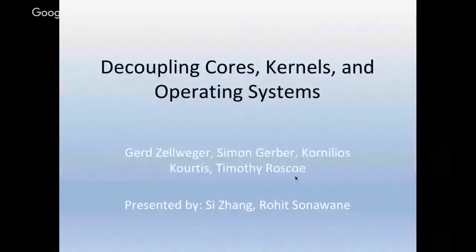Hi, I'm going to present the paper about decoupling cores, kernels, and operating systems. This paper presents Barrelfish DC, an extension to the Barrelfish OS, which decouples physical cores from the native OS kernel, and furthermore, the kernel itself from the rest of the OS and application state. In Barrelfish DC, native kernel code on any core can be quickly replaced. Kernel state moves between cores, and cores are added and removed from the system transparently to applications and OS processes, which continue to execute.